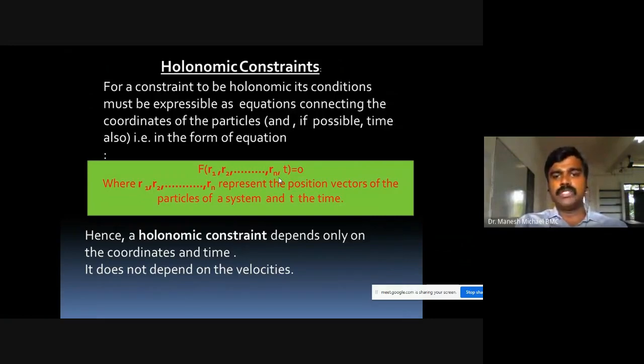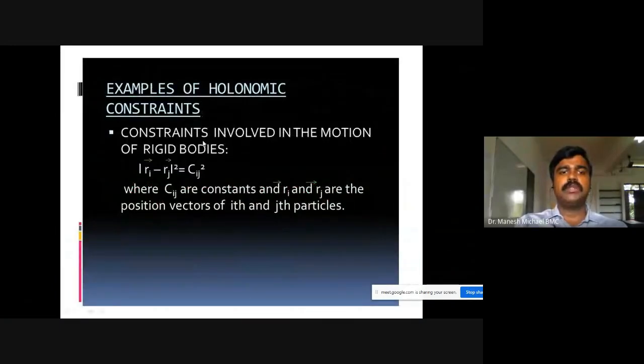As I mentioned earlier, the constraint involved in rigid body dynamics is a holonomic constraint. Why? Suppose you are considering two coordinates in a rigid body, Ri and Rj. The difference between these two points, modulus of Ri minus Rj squared, is equal to Cij squared, where Cij is the constant distance between the two particles. This type of constraint associated with a rigid body is a holonomic constraint.